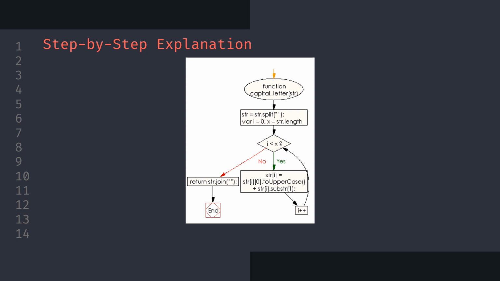Let's break the code into its core components for a clear understanding. First, we use split to turn the string into an array of words. Next, for each word, we capitalize its first character using toUpperCase and append the remaining characters using substring. After processing all the words, we reassemble the string with join. This step-by-step process ensures that every word in the string gets the desired formatting.